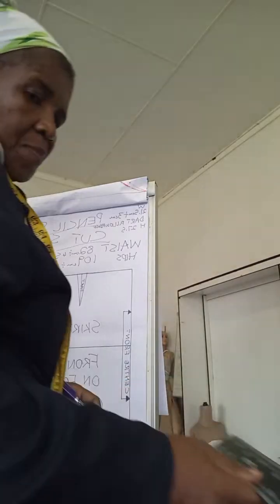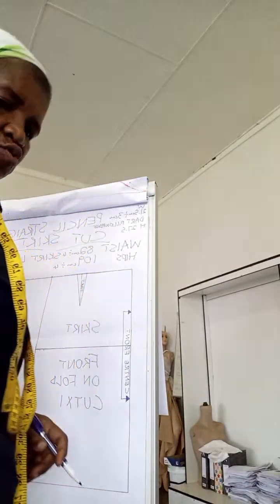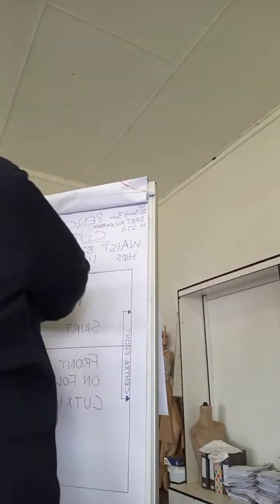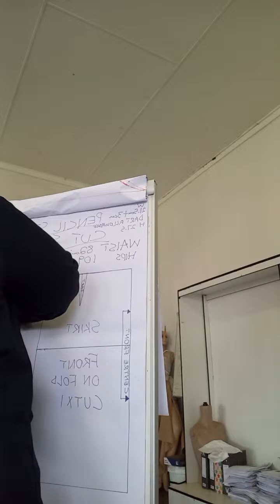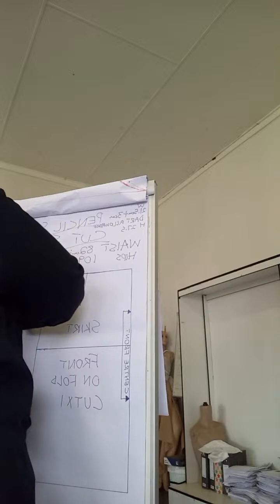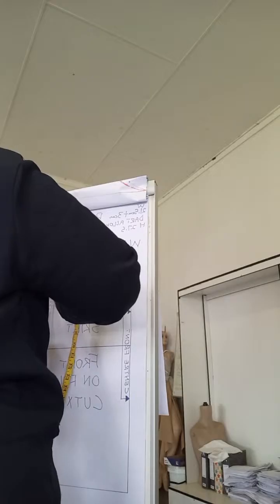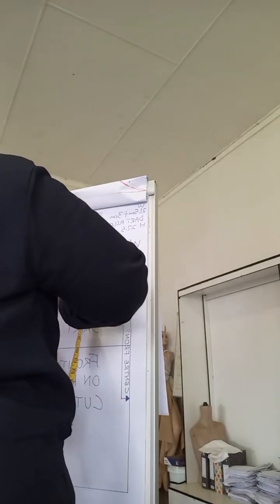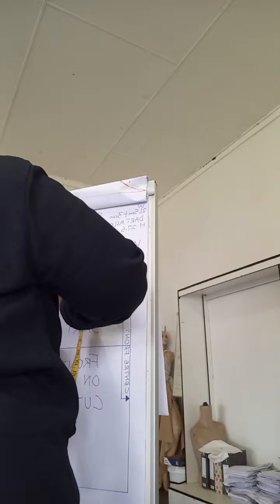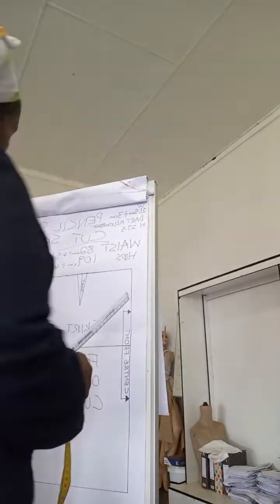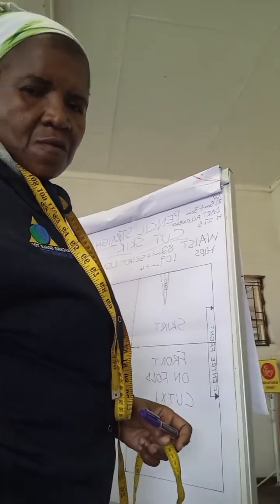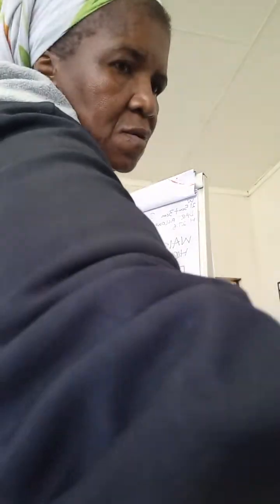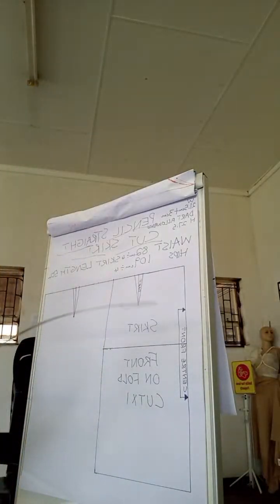Now we go about 20 centimeters, and then we get our hip line. Here's our hip line. Now, we're going to use the French curve.